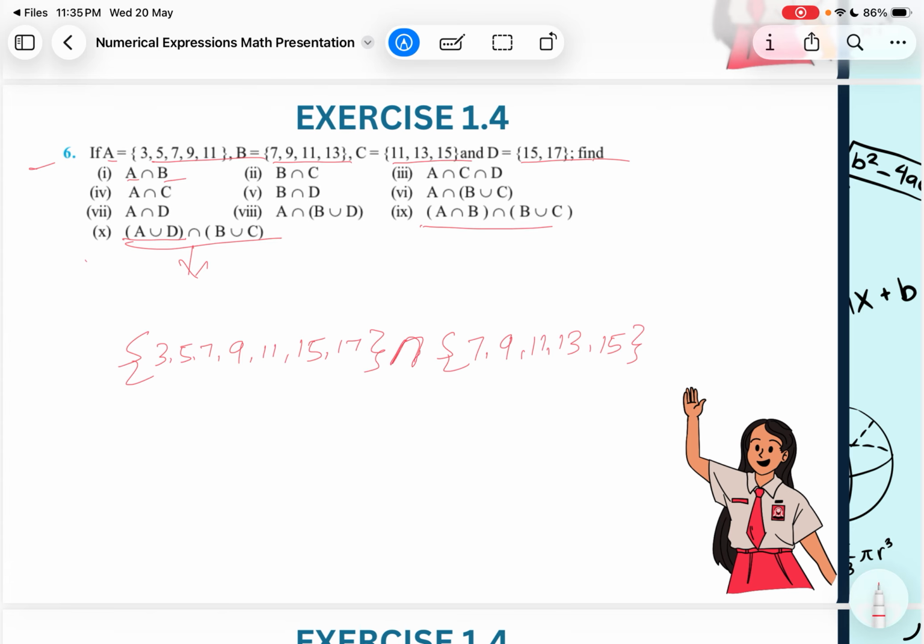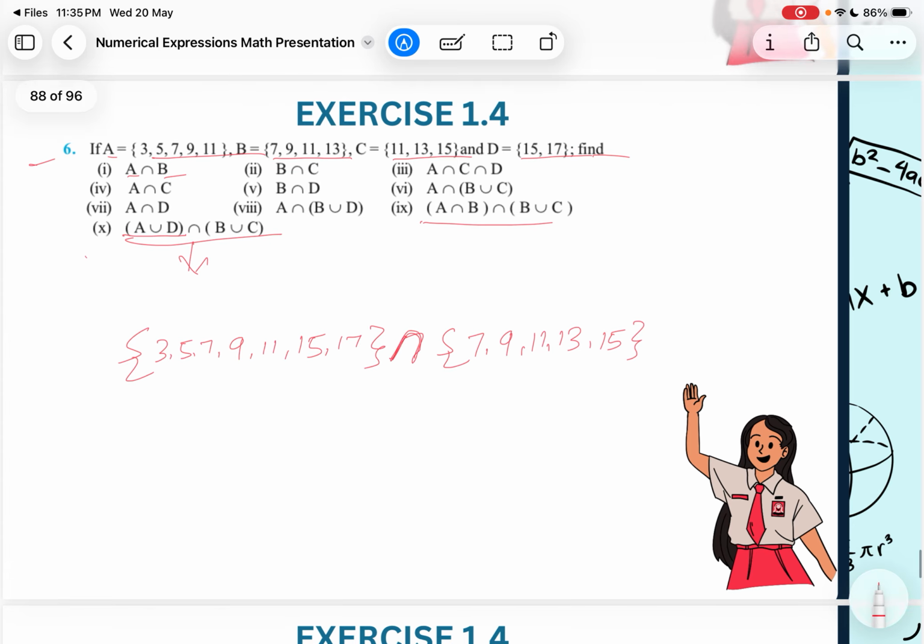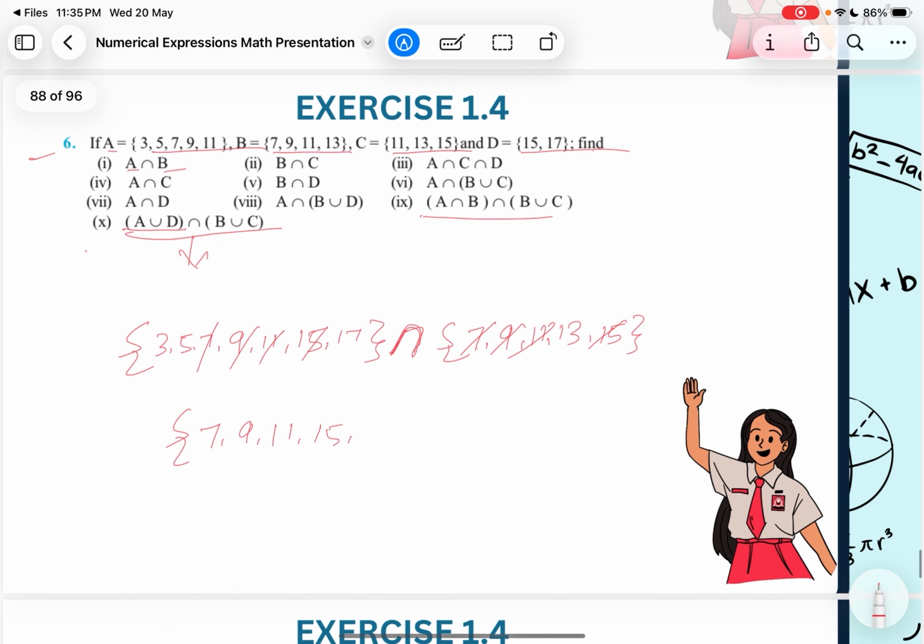Okay, so now intersection means we have to find the common elements. This one looks bigger, so is 7 also here? Yes, 7 is here. 9, yes. 11, yes. 13 is not there. 15, yes. So the answer will be {7, 9, 11, 15}, right? 7, 9, 11, 15. This is the answer.